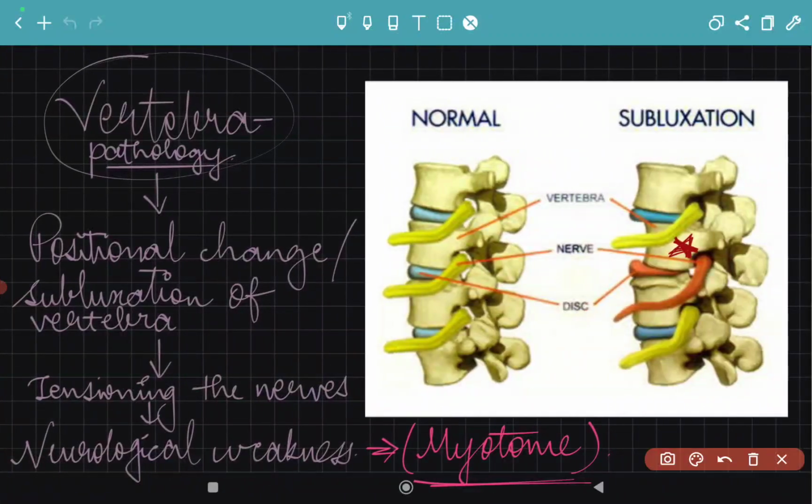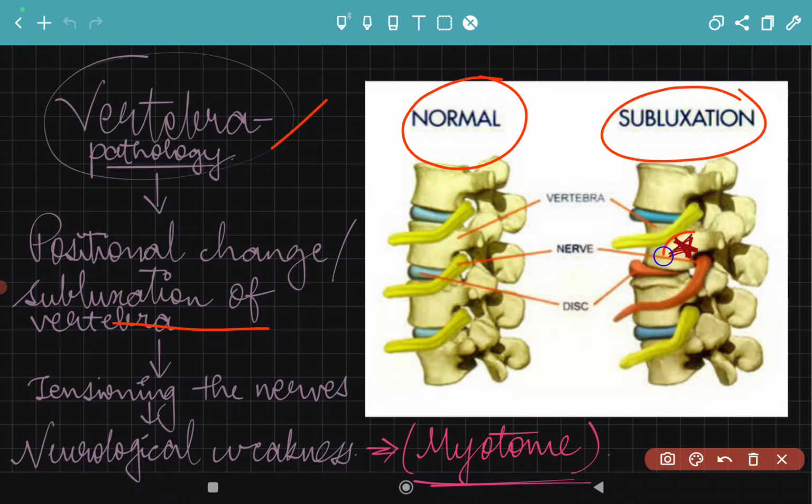Other than that, as we said, the topic is vertebra and disc pathology. So the disc we discussed in detail. Now the vertebra also may be the problem, the causative factor. Suppose there is positional change or subluxation of a vertebra. This is the normal vertebra, and this is the subluxed vertebra over here, the one which is star marked. This vertebra is subluxed posteriorly.